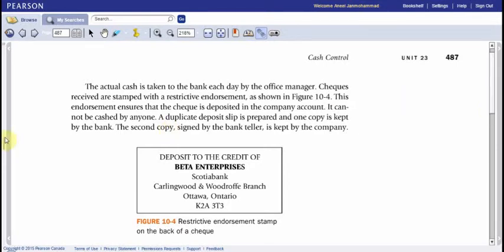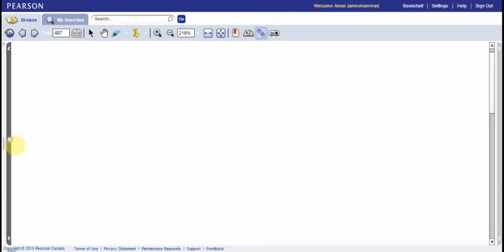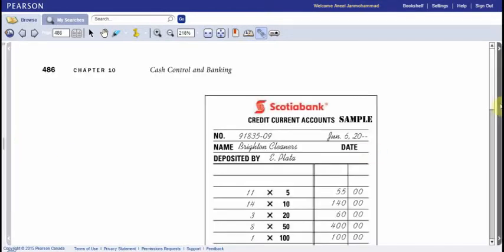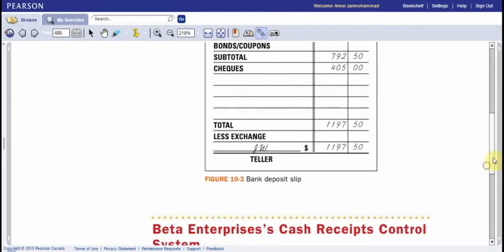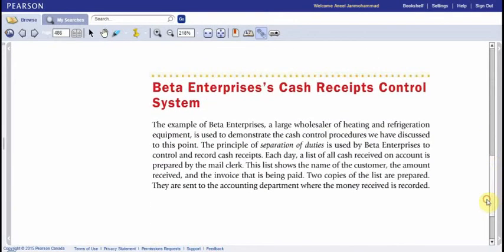Okay. So remember we said there's always a person, a mail clerk, who creates a list based on everything that comes in the mail, so all the checks that come in the mail. The list of all the cash received on account, so all the checks received on account, from people that owe the company, is prepared by the mail clerk. So that's the first person we have, the mail clerk.